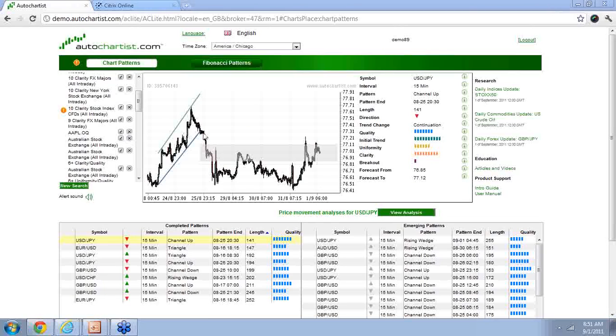Again, it's a pattern recognition software, and it's not a trading system, but certainly it does provide you with enough information to set entries and exits. Okay.